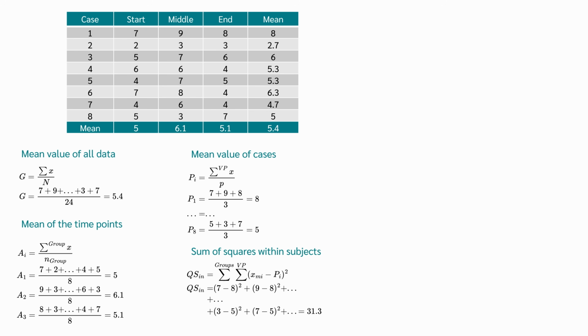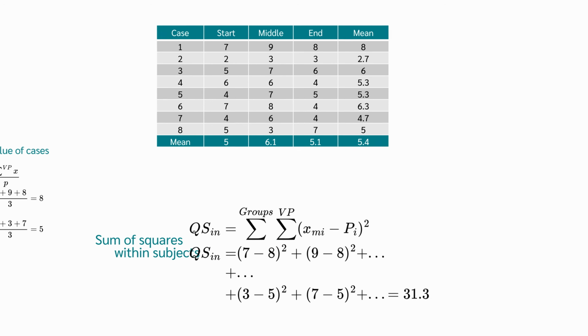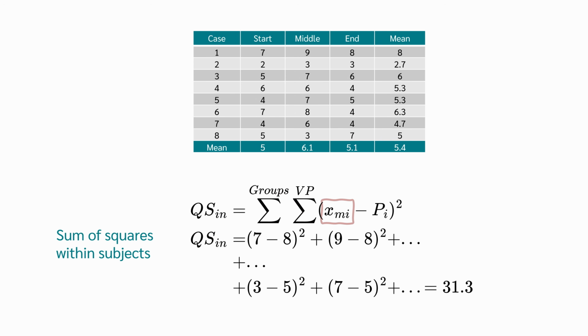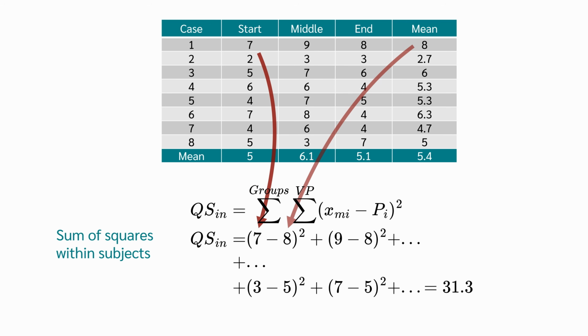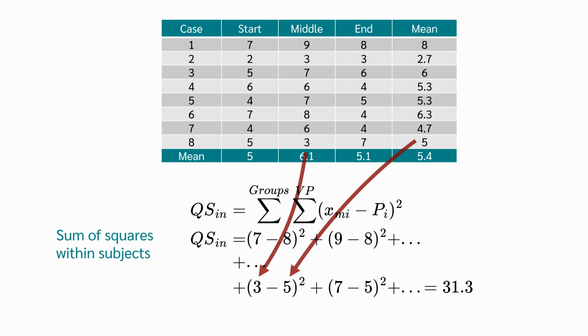Let's start with the sum of squares within the subjects. We obtain this by calculating each individual value xmi minus the mean value of the respective subject, squaring this and adding it up. So we start with 7 minus 8 squared plus 9 minus 8 squared until finally 3 minus 5 and 7 minus 5.